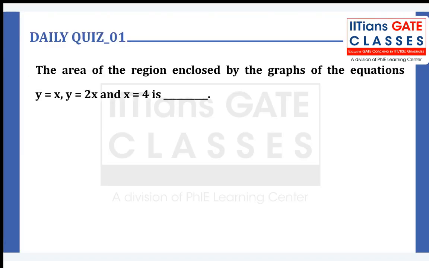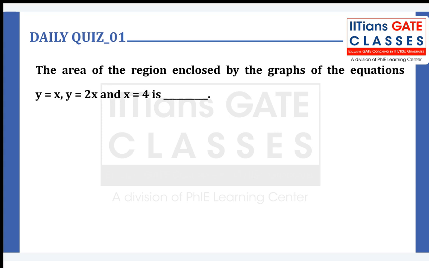This is the first problem, where you are supposed to find the area of the region enclosed by the graphs of the equations y equal to x, y equal to 2x, and x equal to 4. y equal to x is a straight line with a slope of 45 degrees, or you can call it a slope of 1. And y equal to 2x is a line with double the slope of y equal to x.